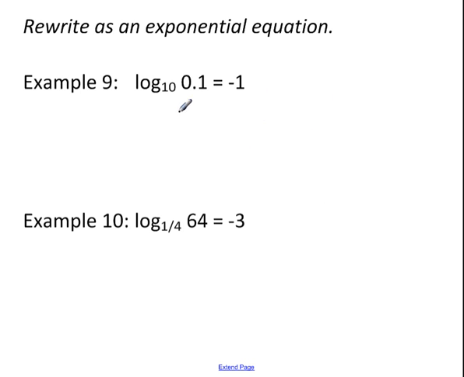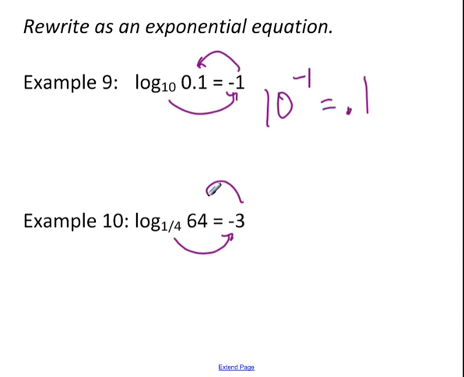So, still doing the same thing, here to here, and back again. 10 to a negative 1 is going to equal 0.1. Swoop around here, 1/4 to the negative 3 is going to equal 64. So again here, the negative is going to take the 4 and put it up top, and 4 cubed is 64.